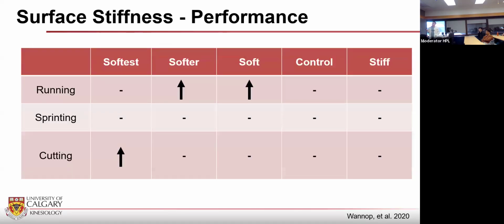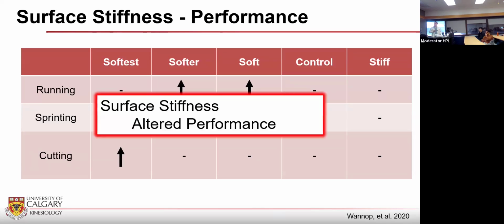So what we found, there was a significant difference during continuous running. Both the softer and the soft surface improved performance compared to this control. There was no difference during sprinting, but during cutting, there was a significant increase in performance in the softest surface, again, compared to this control surface. So surface stiffness does appear to be able to alter athletic performance.